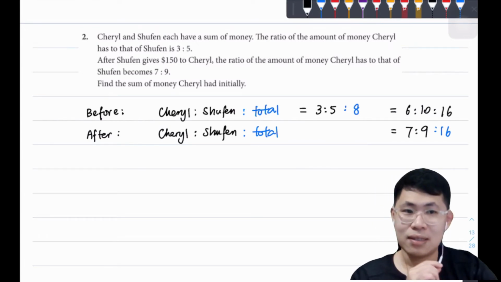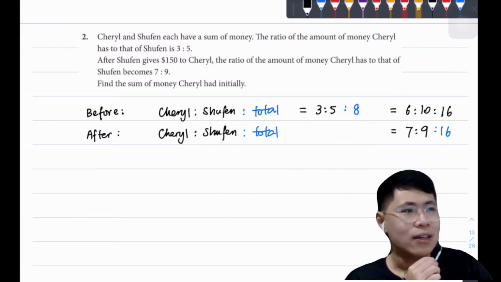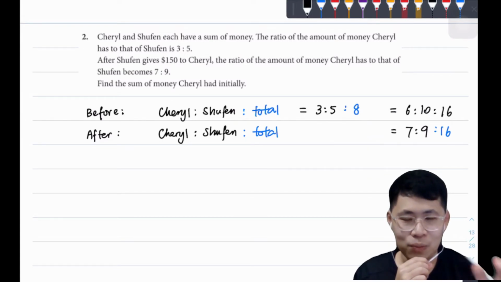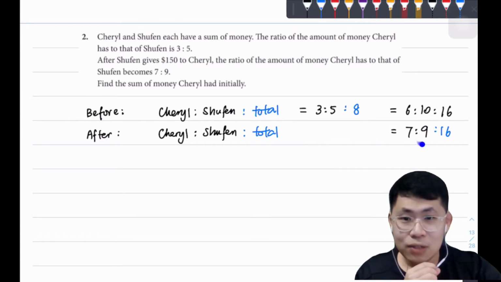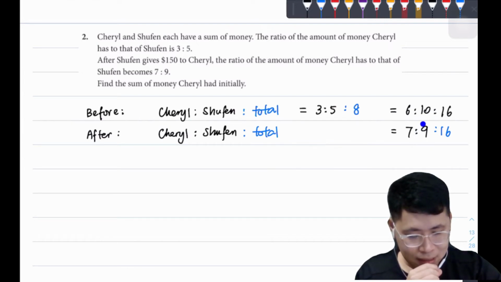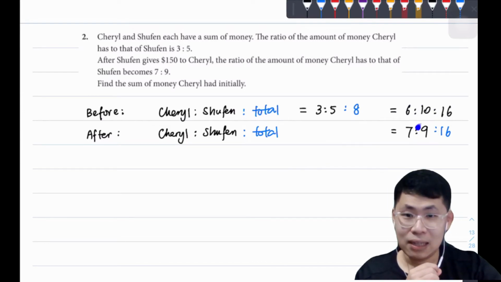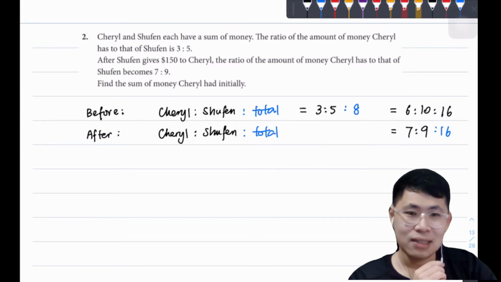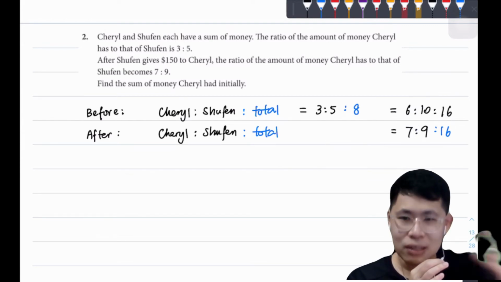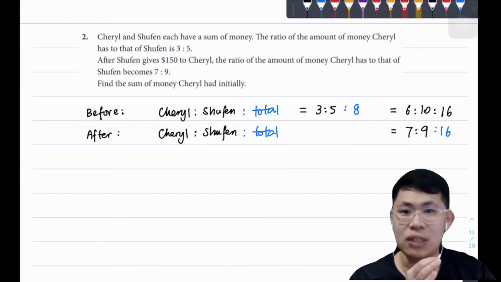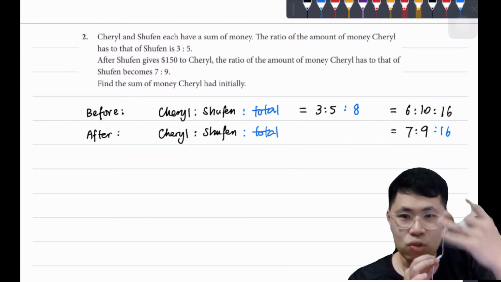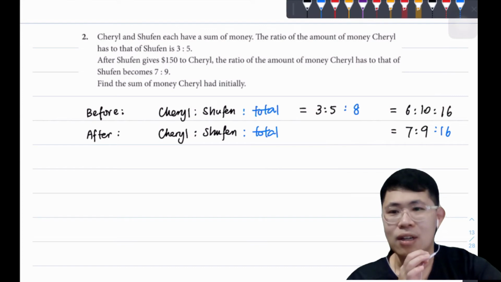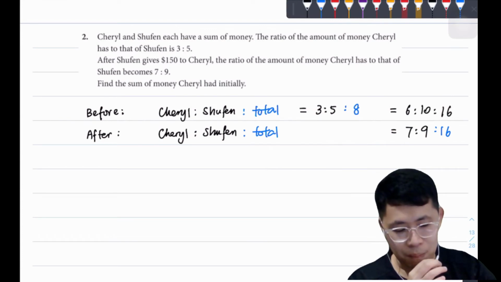Okay, so now we can see that Shufen gave money to Cheryl, so Shufen will have less money after, and Cheryl will have more money after. You see this? Okay, so what is the transfer in the units? The transfer in the unit is just 1 unit. So Shufen transfers 1 unit to Cheryl. Cheryl receives 1 unit from Shufen.